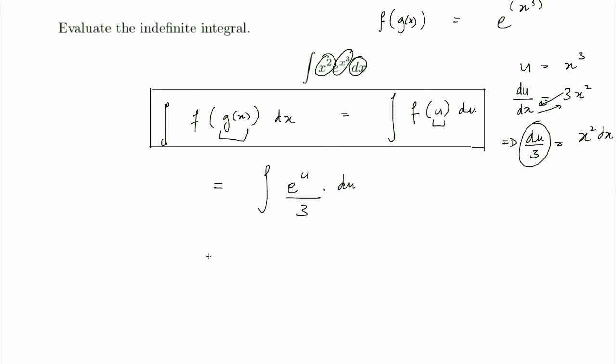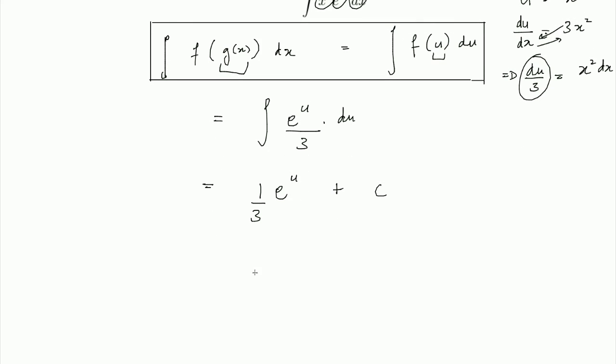But this is such an easy integration problem. It's very simple. The integration of e to the power u is just e to the power u. And nothing happens to a constant, so it just remains there. The only thing we have to remember is our constant of integration, because this is an indefinite integral. Now, last step, replace the u's with x's. So we have e to the power x cubed again, plus c. And that's the final answer.